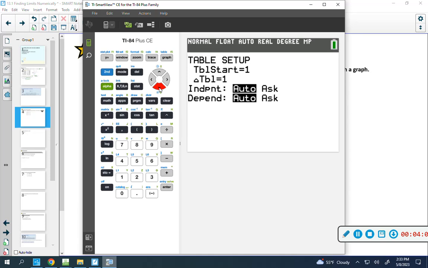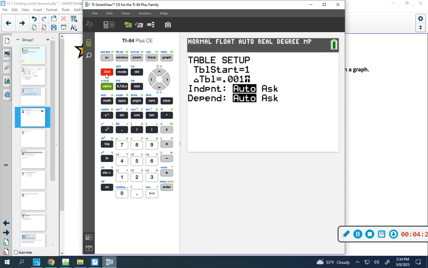Normally we change it by the whole unit: 1, 2, 3, 4, 5, 6, 7. But I want to get a little more accurate. So it depends how carried away you want to get. I'm going to go 3 decimal places. So I'm going to put 0.001. So that's how it's going to change the table every time.